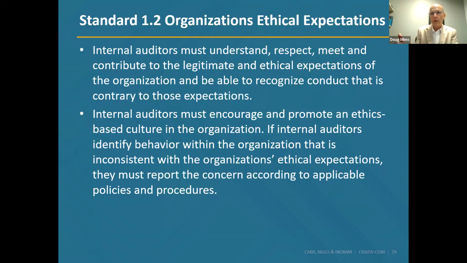And furthermore, assuming that those ethical expectations are legitimate, the internal auditor should be a cheerleader, should encourage and promote an ethics-based culture in the organization. So not just adhere, but be a champion for the ethical environment in which you operate as an internal auditor. And that's not talking about the CAE, or the director or whomever. It's talking about internal auditors. Internal auditors should be the champions for ethics in their organizations.